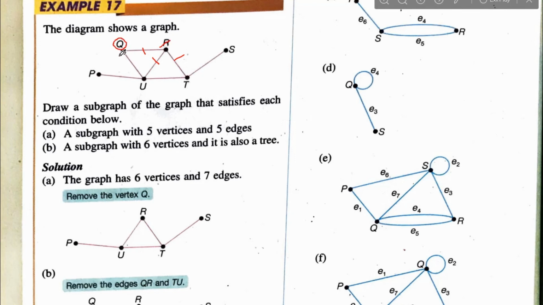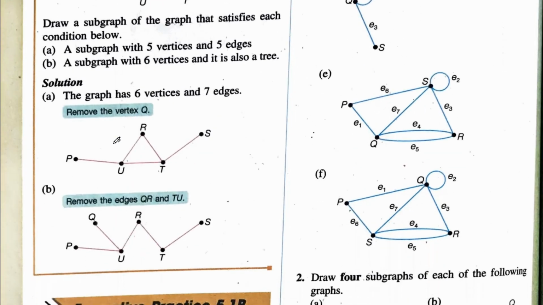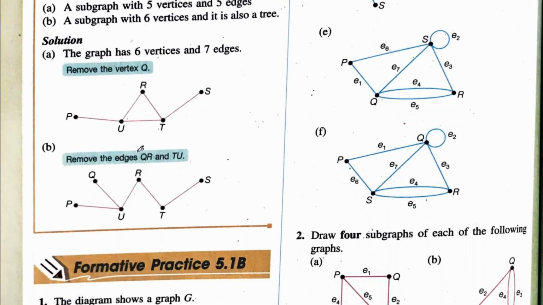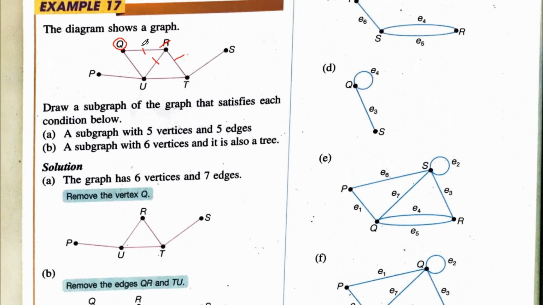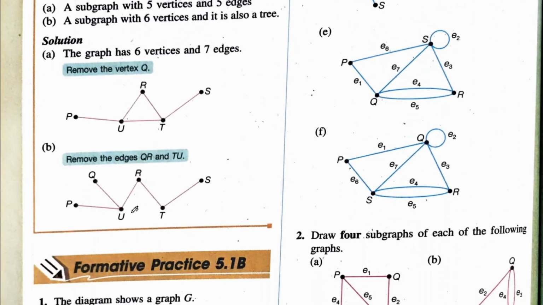Okay, you can try. If we remove U, what will happen? If we remove T, what will happen? If we remove S, what will happen? Okay, B, a subgraph with 6 vertices and it is also a tree. So for this one, we remove the edges QR and TU. Okay, we remove QR and TU. And you have this one. This is a tree.